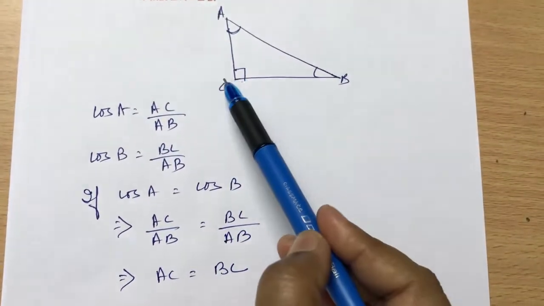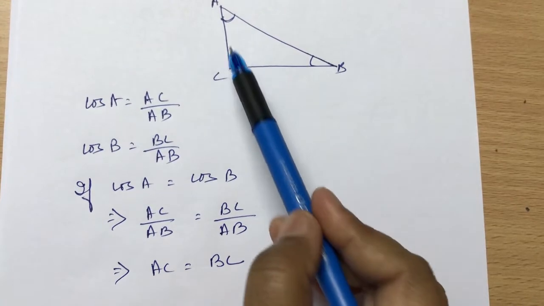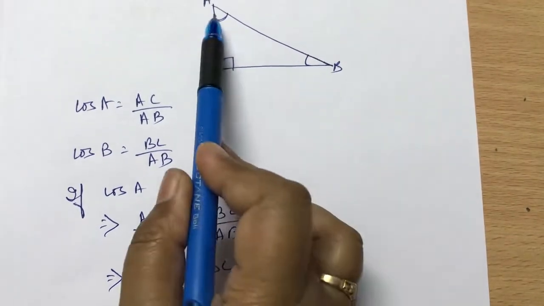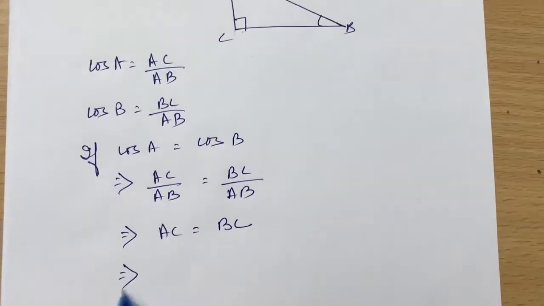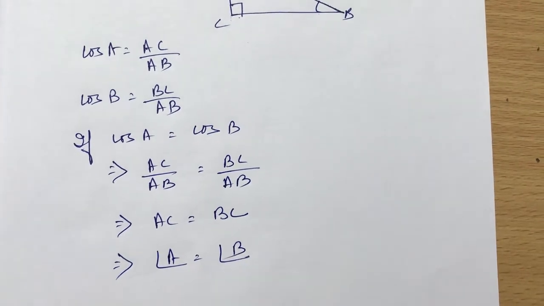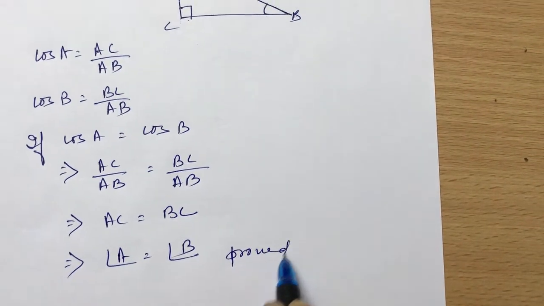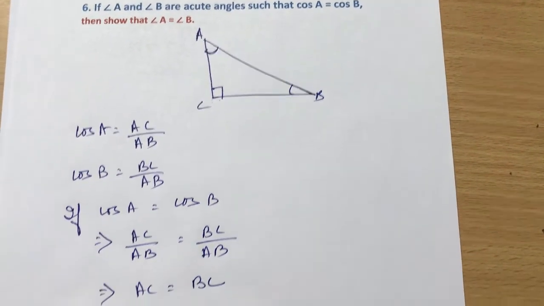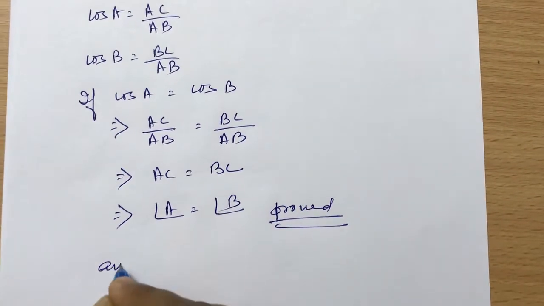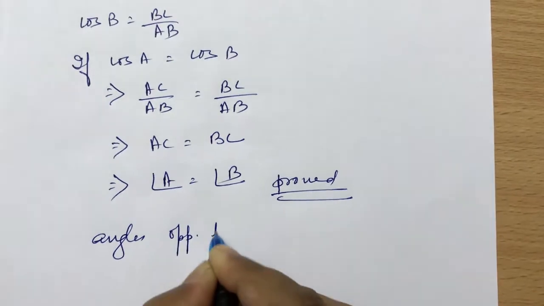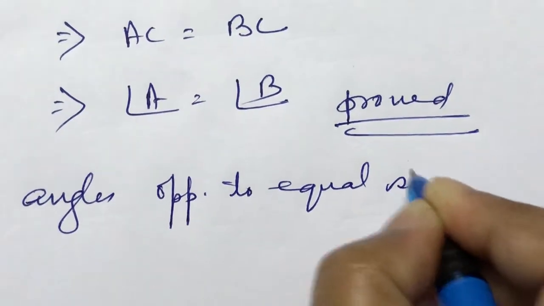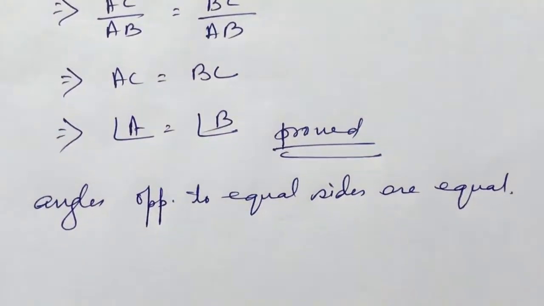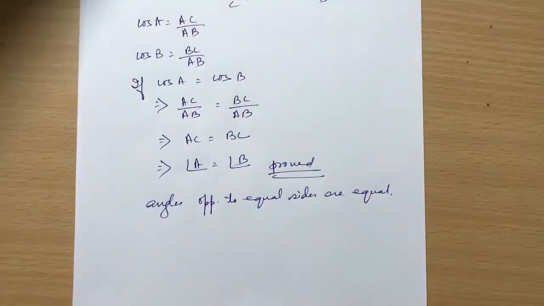If AC is equal to BC, that means it is an isosceles triangle. If it is an isosceles triangle, you know that if the sides are equal, then these two angles will be equal, which implies angle A is equal to angle B. Proved. The reason you will write as angles opposite to equal sides are equal. Okay, fine. So this is your 6th number.